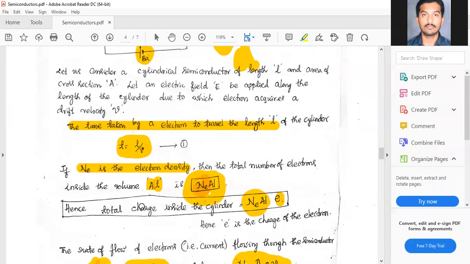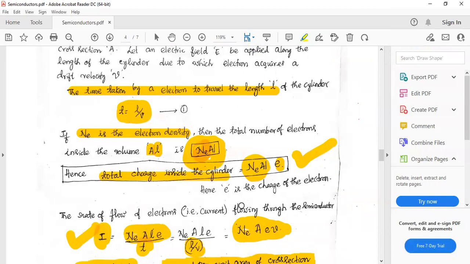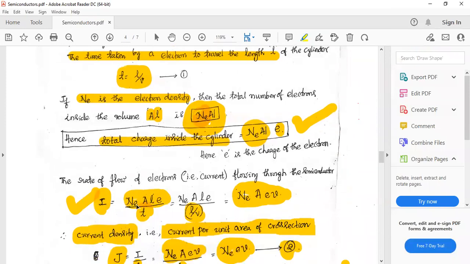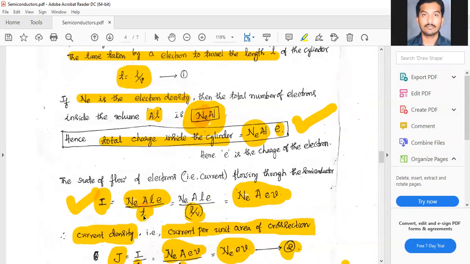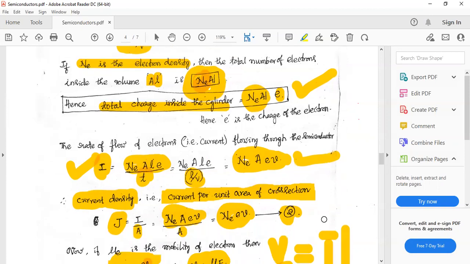where V is the drift velocity of electron. And I have also calculated the number of charges inside the semiconductor. Number of charges inside the semiconductor is given by the product of density of electron and volume into charge of each electron. That is, N_e A L into e will give the total number of electrons inside the semiconducting material. And from the definition of current, I know that total charge divided by time will give the current. I know the expression for time in terms of velocity and length. It is L divided by V, and therefore I have obtained current as N_e A e V.